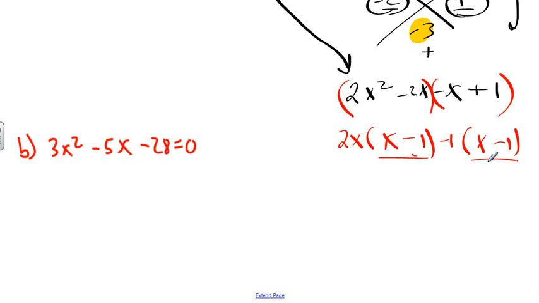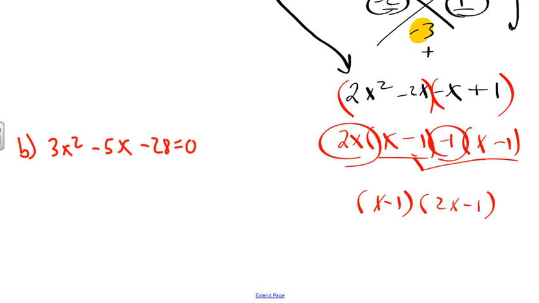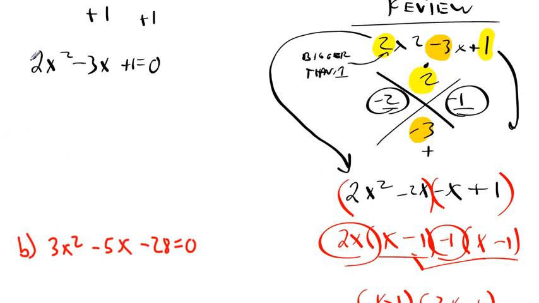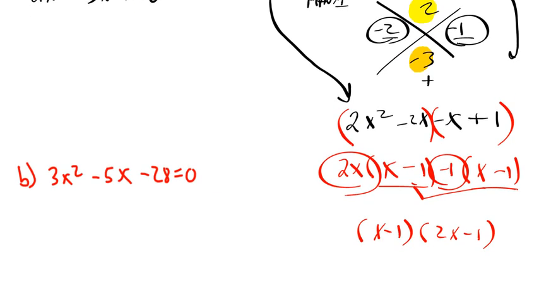Since both of these are the same, that means that's one of my factors, x minus 1, because I'm pulling those out. And then look at what I have left: 2x minus 1. And there we go. So now we just factored this expression right here.